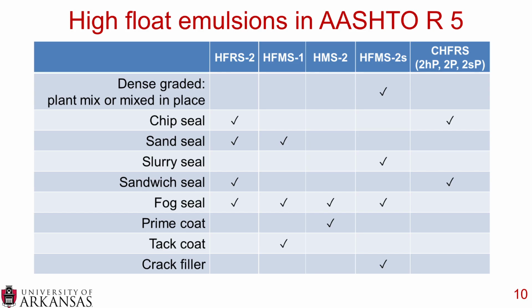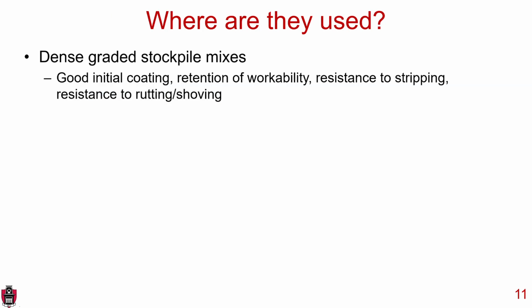So just mapping the different types of high float emulsions, and again that column in the middle, I apologize, that should read HFMS-2. So we got the 5 emulsions across the top, and then the variety of treatments they can be used on along the side. Now, where are they used?